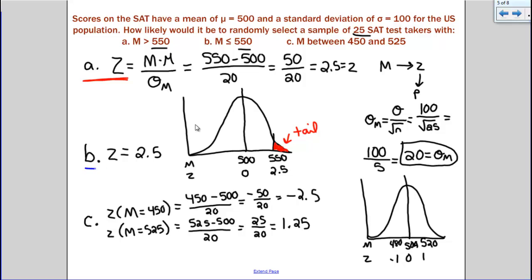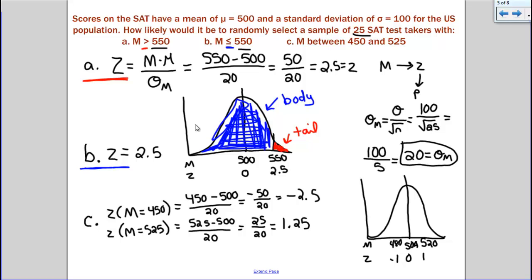But for part B, we're looking for less than or equal to 550. So we're looking for all the scores here. What's the proportion or the probability of randomly selecting a score in this end of the distribution? That is a body.